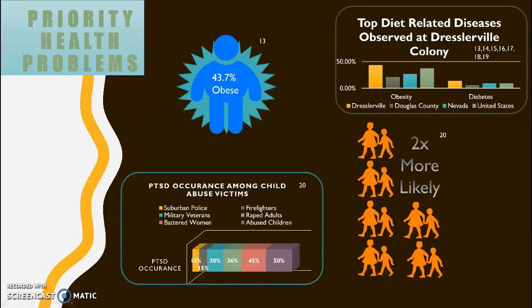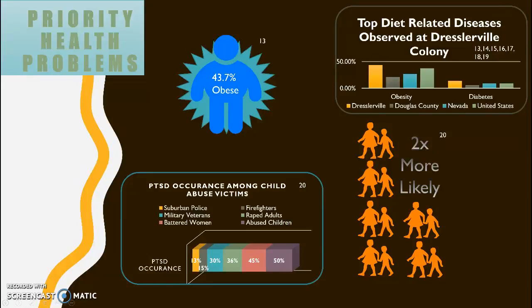And for the top diet-related diseases, as I mentioned, obesity and diabetes, the residents on the Dresserville colony are almost twice as likely to be obese than the community members in Douglas County, at a rate of 43.7% of their adults being obese. Diabetes, again, they're high. They're about 14.3% rate of diabetes, whereas again in the county is about 8%, and then the nation and the state average is hovering right around 9%.